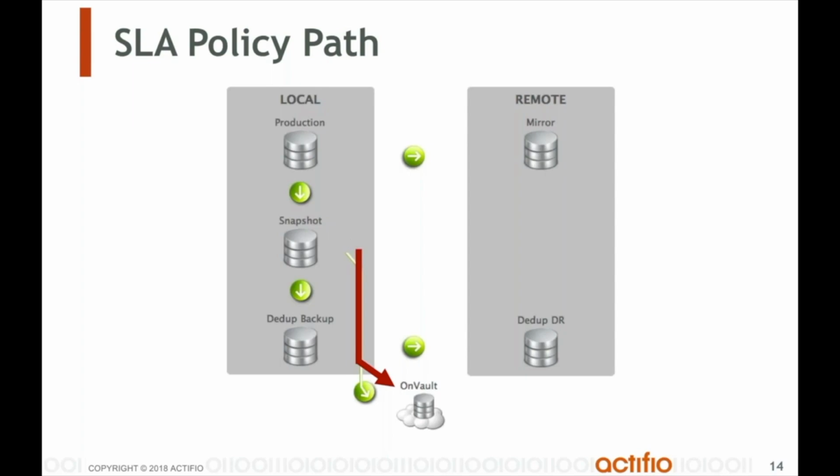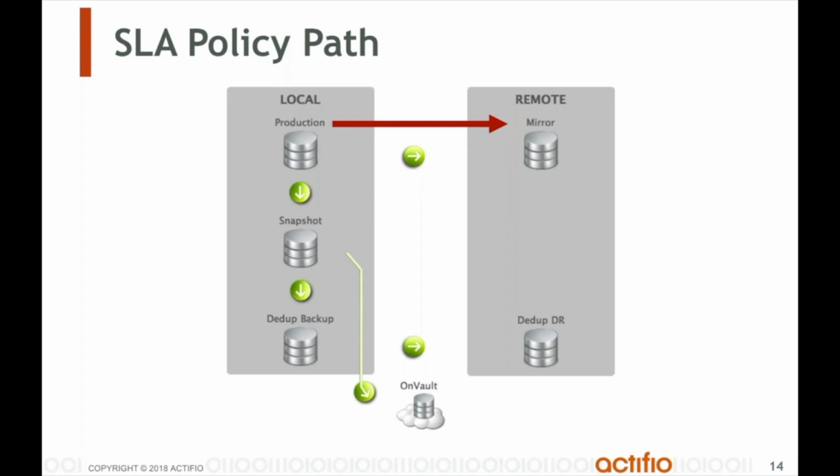And then we have a special one, which is production to mirror. Now, this one defines how data will be replicated to a mirror pool. It's actually the snapshot pool on the remote system. Now, the data in this pool is meant for instant recovery in a disaster recovery scenario.